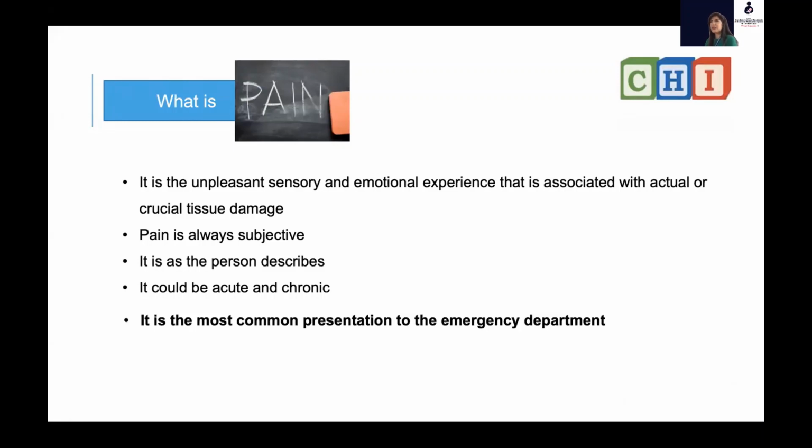I don't remember myself passing a day without a patient coming to the emergency department complaining of pain. It is the most common kind of presentation, and we always underestimate scoring it or treating it. So don't focus on the injury and injury site. Don't focus on the pain itself, because that might underestimate the pain and could undertreat the patient.